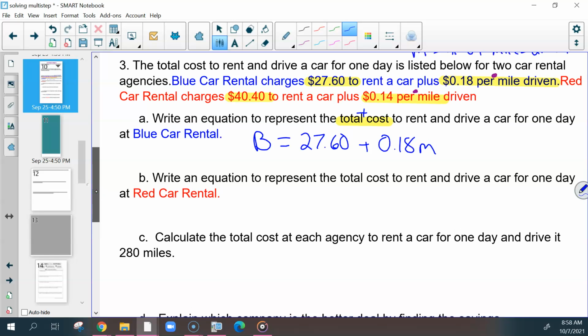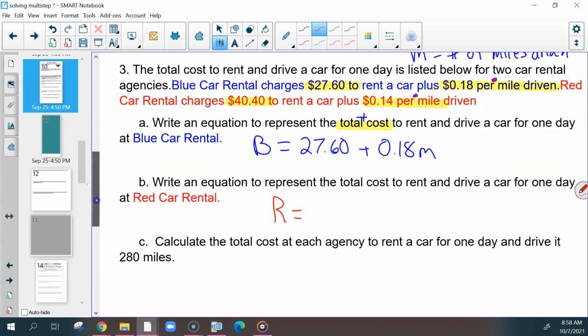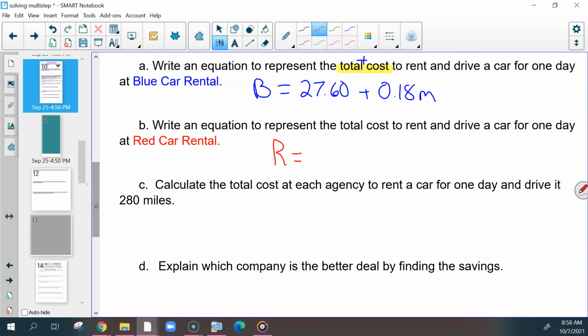So for part B, we're going to do the same thing, but for the red. Again, we don't know what the actual total is. If we find M or find some numbers, we can put that in there. So R equals our 40.40 plus 0.14M. We're still using M for both.